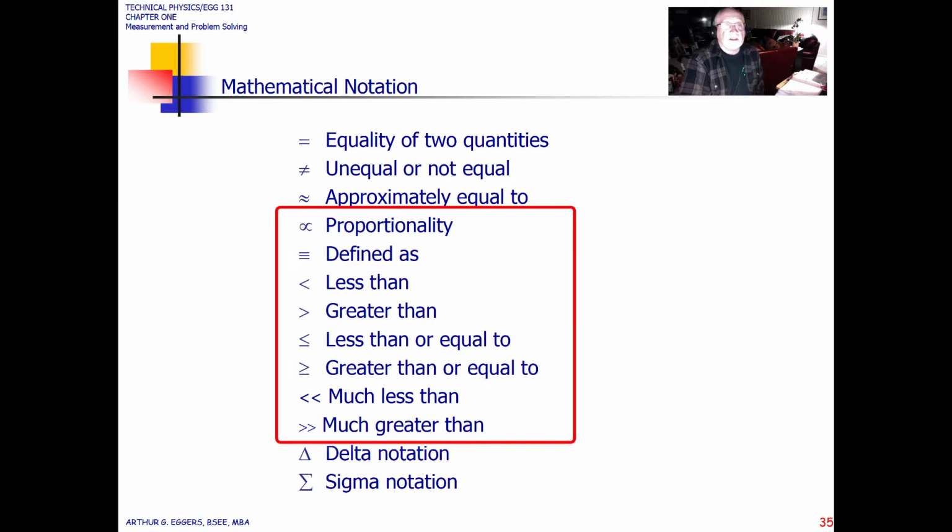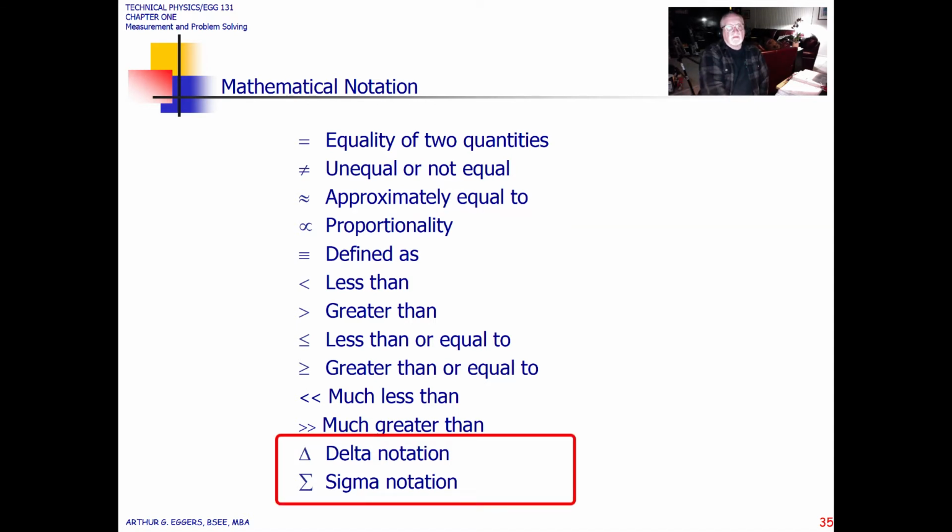Using 3 lines instead of 2 lines is defined as your identity sign. Less than, greater than, less than or equal to, greater than or equal to, much less and much greater than signs are all values or symbols that you probably used in the past. And then the last 2, the delta notation and the sigma notation, identifying delta as a change and sigma as a summation. So these are all notation that you should be familiar with when you're doing a lot of math in a class like physics.